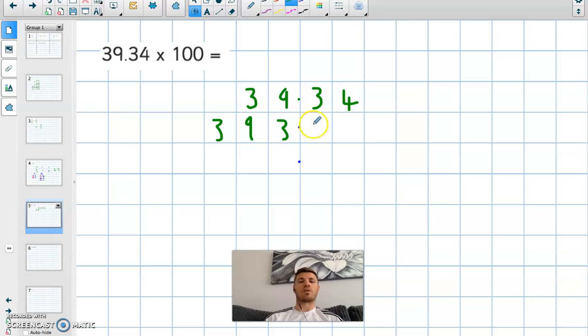So you've got 393.4, and then I'm going to move it twice. This will reveal my answer, 3,934.